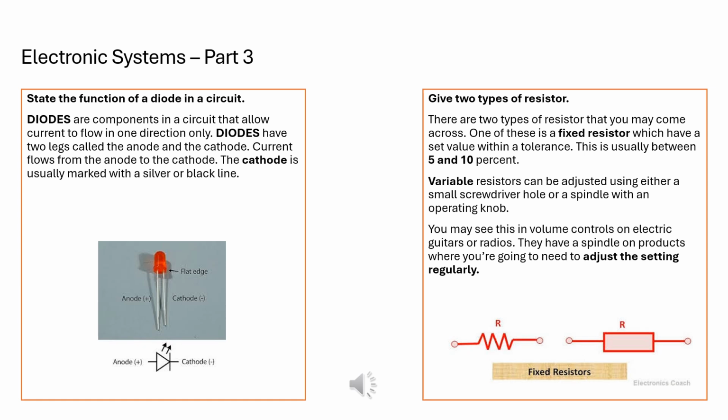Now, in terms of the other question, there are 2 types of resistor that we commonly use. One of these is a fixed resistor, which can have a set value of tolerance. You might set this between 5 and 10%. But there are also variable resistors, which can be adjusted with either a small screwdriver or a small spindle. For example, you might see this on a volume control on radios. They are usually found in products where they've got a spindle where you need to adjust the setting regularly. So this is where you might see a variable resistor.